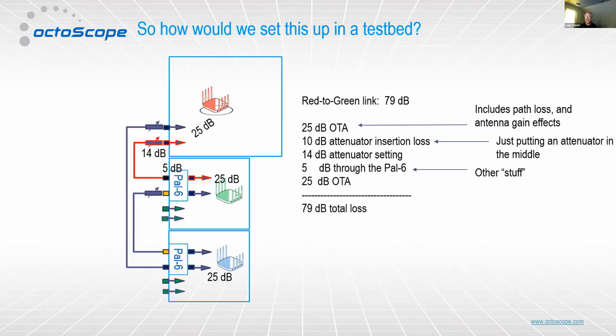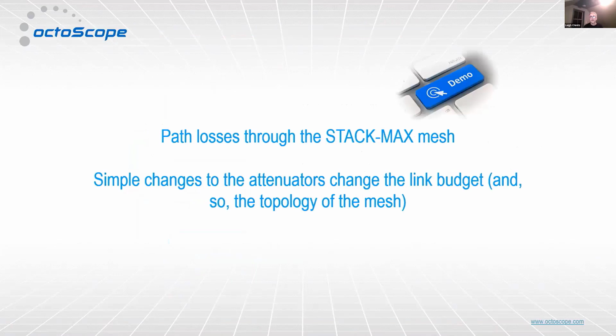So now we've got in our test bed a reasonably good model of what that mesh system link would look like in the environment in which it would be placed. I'm going to stop here, and we're going to do a demo of this so you can actually see how this works in real life. So we're going to show you how the path losses work in our Stack Max mesh test bed.